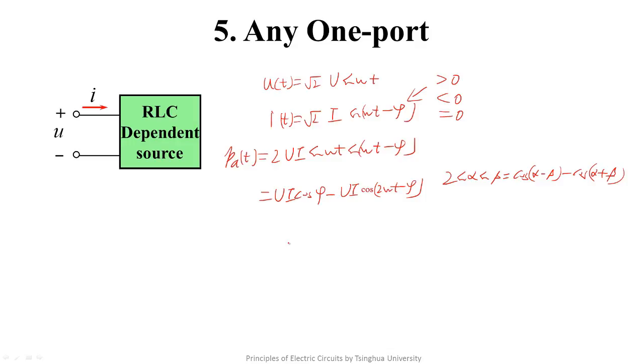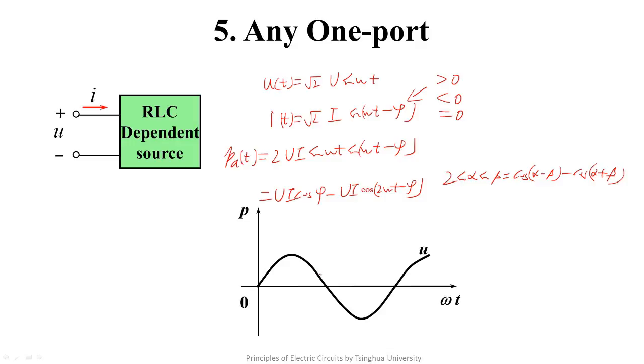Next, we draw the waveform of the instantaneous power of the general one port. We assume that the initial phase angle of the voltage is 0 and the current lags the voltage by angle phi. Here is the inductive load in the example. In this case, the waveform of the product of these two is like this.